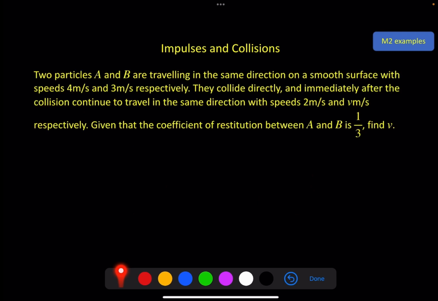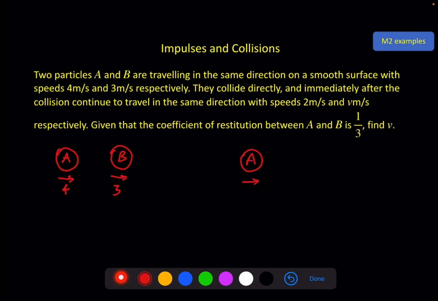Next example. Two particles, A and B, are traveling in the same direction on a smooth surface with speeds 4 and 3 respectively. So A here, B here, 4 and 3 going in the same direction. They collide directly and immediately after the collision continue to travel in the same direction. Okay, so they're still going in this way with speeds 2 and v respectively. Given that the coefficient of restitution between A and B is 1/3, find v.